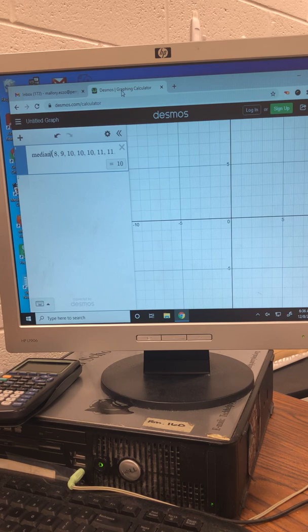I should also mention that Desmos is very sensitive. So if you put 2 commas in, it's going to tell you there's an error. You have to type it in exactly how it is on your paper in order to get the correct answer.